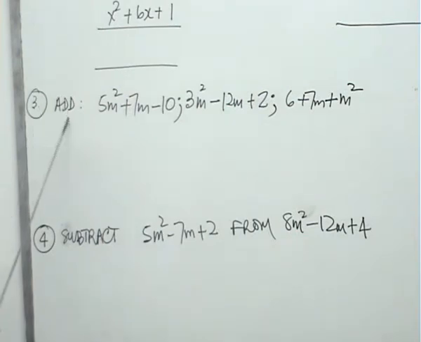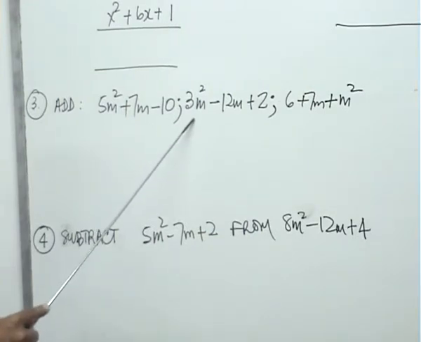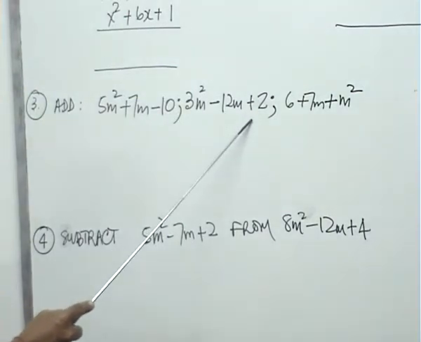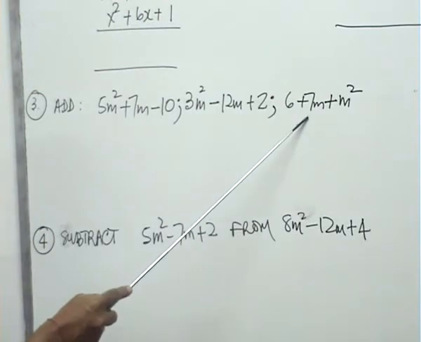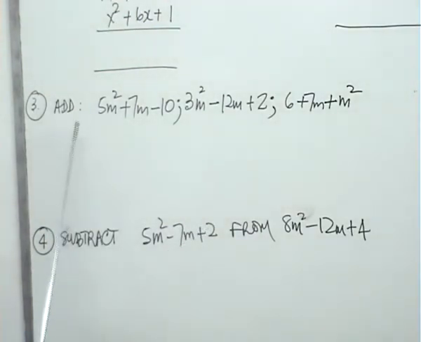Number 3, you've got to add 5m squared plus 7m minus 10, 3m squared minus 12m plus 2, 6 plus 7m plus m squared. Obviously, in this example, you will have to set it like number 1 and then add.